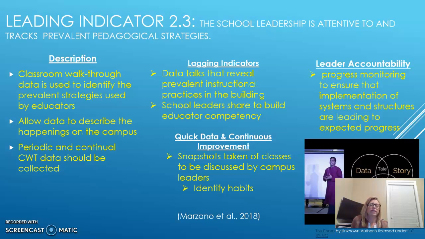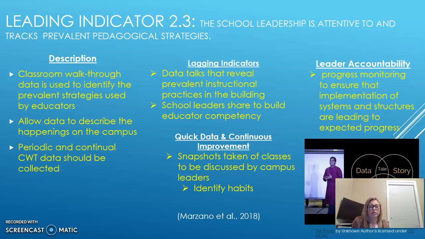Leading indicator 2.3. The school leadership is attentive and tracks prevalent pedagogical strategies. A description includes classroom walkthrough data that's used to identify prevalent strategies used by educators. It allows data to describe the happenings on the campus, and periodic and continual classroom walkthrough data is collected.